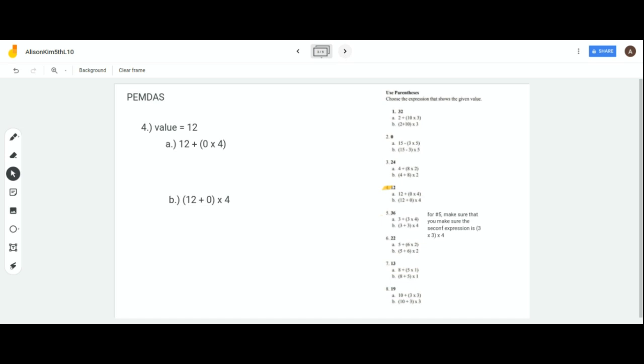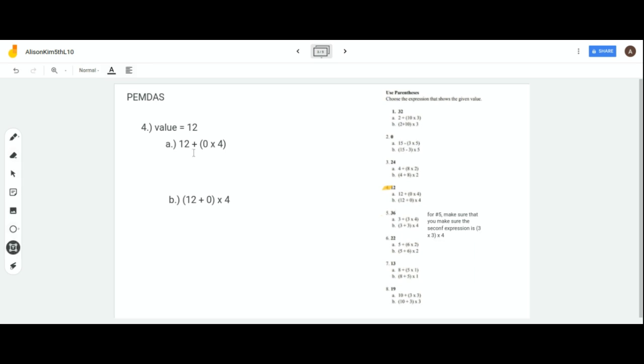Now let's move on to using parentheses. We're going to do number 4 together. Number 4 gave us a value of 12, right? Now we need to figure out whether it's A or B that gives us the actual answer of 12. When we're doing these parentheses, we need to use PEMDAS. Do you guys remember what PEMDAS is? Remember, it's parentheses, exponents, multiplication, division, addition, and subtraction, in that order, okay?